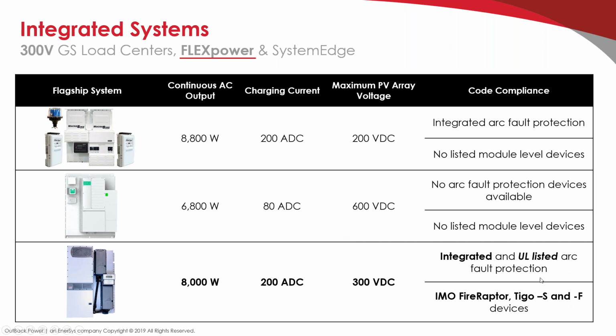Arc Fault solution listed to the latest requirements. So that's an integrated and UL listed arc fault protection built in to the latest requirements with a recent and active listing, and tested and listed with the, so this says -F. That should just say -S at this point. We are still testing with Tygo -F. So to be very clear, at this time we're only recommending IMO FireRaptor and Tygo -S devices. -F are in test. And again, no optimizers.